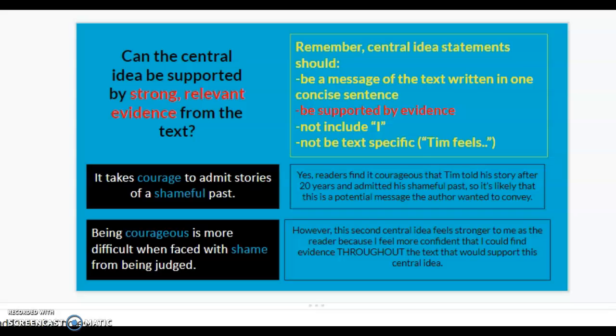Tim says, for more than 20 years, I've had to live with it, feeling the shame, trying to push it away. And so by this act of remembrance, by putting facts down on paper, I'm hoping to relieve at least some of the pressure of my dreams. So again, he's saying after 20 years, he can hopefully get rid of some of that shame.